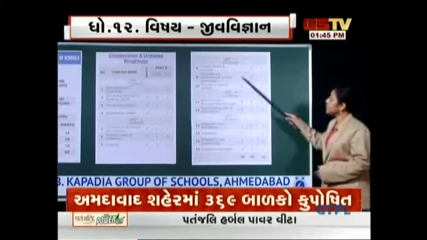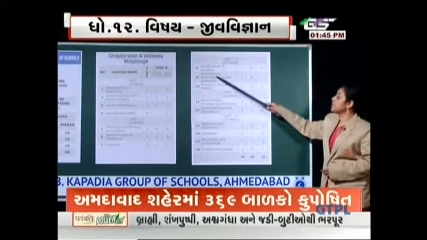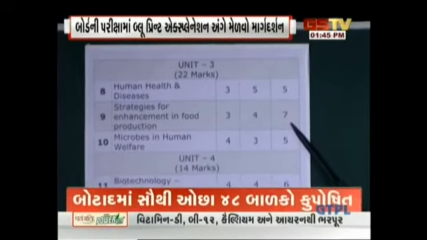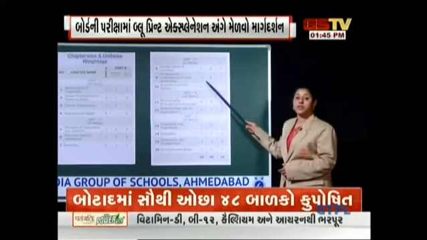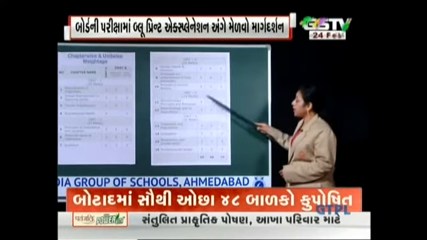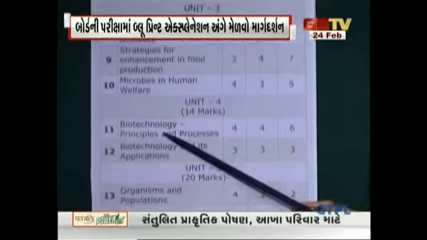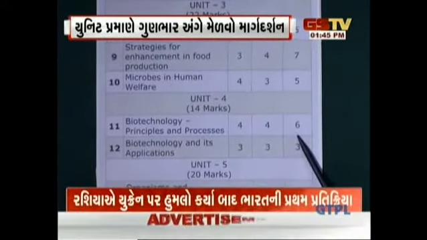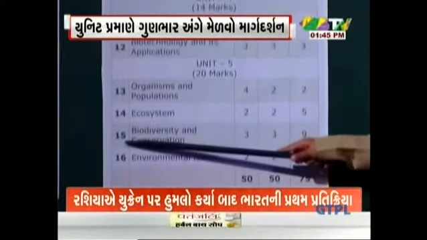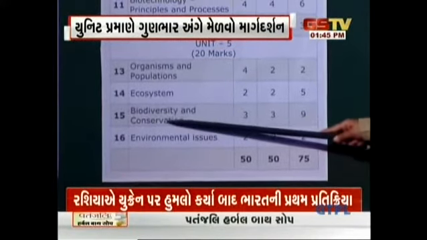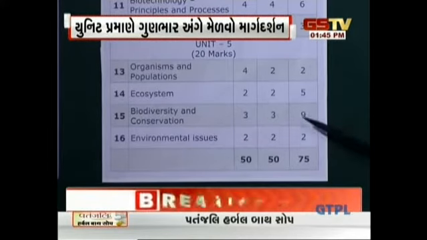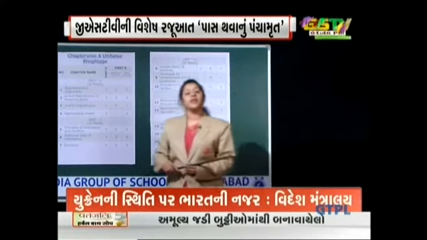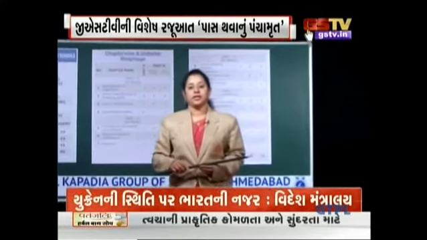And the next one, chapter number 9, that is strategies for enhancement in food production. The total mark is 7. So in this also, if you learn this chapter thoroughly, you can score good marks. And then chapter number 11, biotechnology, principles and processes. Here also 6 marks are allotted. And the last, the 15th chapter, biodiversity and conservation, 9 marks are allotted. So if you focus on these chapters, then you can score good marks in your examination.